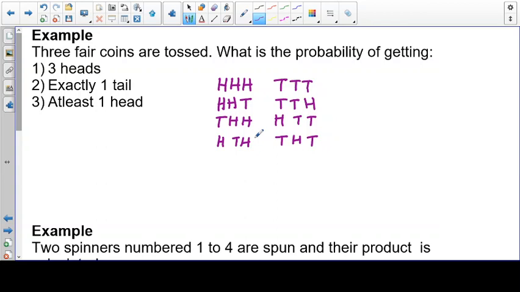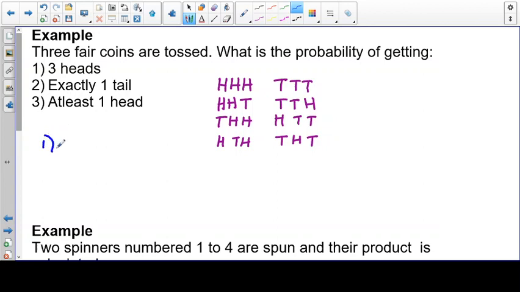The order in which you get them does matter. So even though these have 2 heads and a tail, each outcome is different due to the order in which you got the heads and the tails. So they count. So you've got 8 different outcomes in total. So it was a nice one just to list all the outcomes easily.